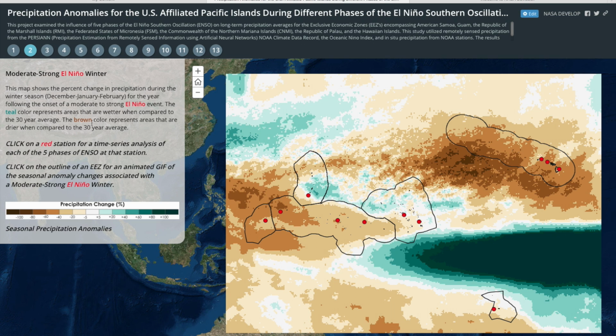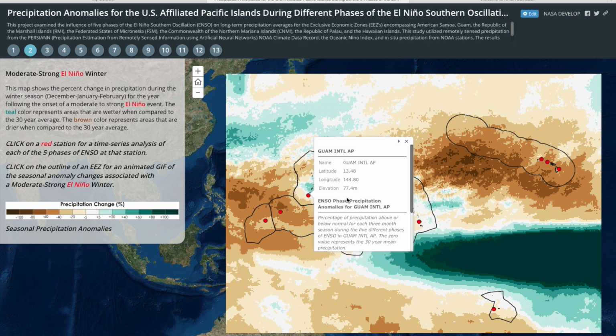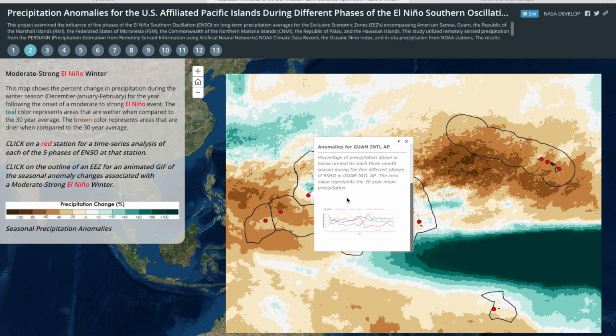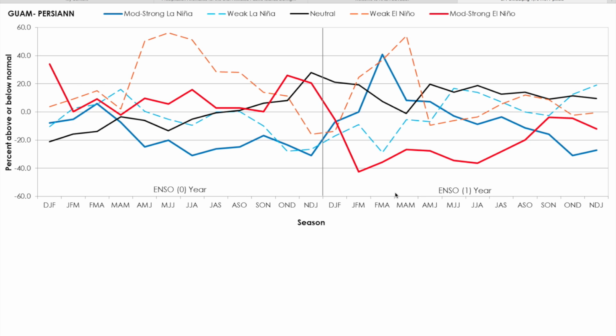So the other thing I want to point out is on these maps, you can click on one of the red stations, and what will pop up is a little pop-up window that shows the latitude and longitude of that station and the elevation. But also, if you scroll down, it has a little quote so you can understand what this is showing. But we've embedded these time series graphs, and if you click it, it'll bring it up into a new window for that specific station.